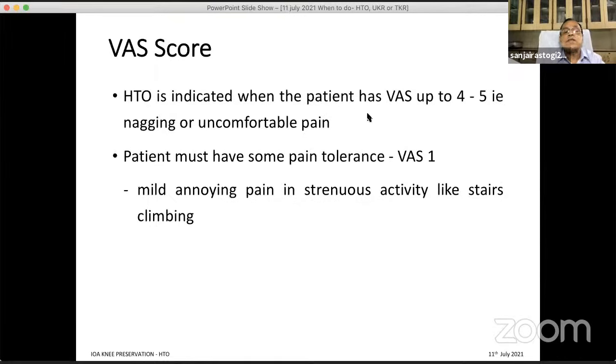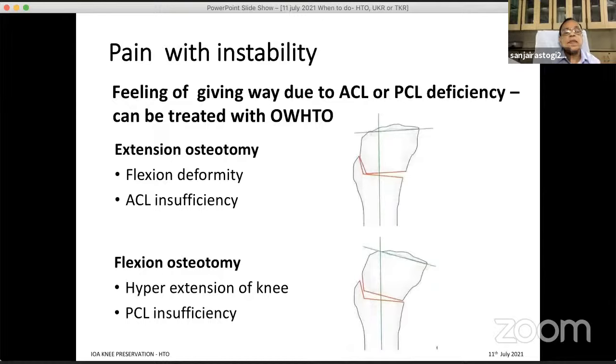So as said, for a nagging or uncomfortable pain, HTO is the indication, but the patient should have some pain tolerance of VAS 1 because he might have mild annoying pain in a strenuous activity like stair climbing. Pain with instability can also be treated by open wedge high tibial osteotomy. An extension osteotomy is indicated when there is a flexion deformity or ACL insufficiency. But when there is a hyperextension deformity or PCL insufficiency, the HTO could be combined with a flexion osteotomy.